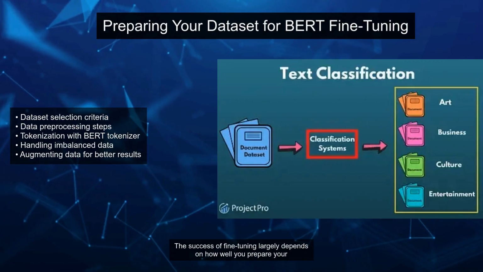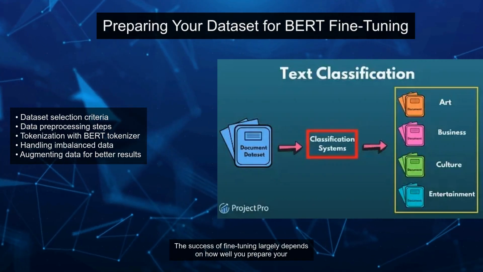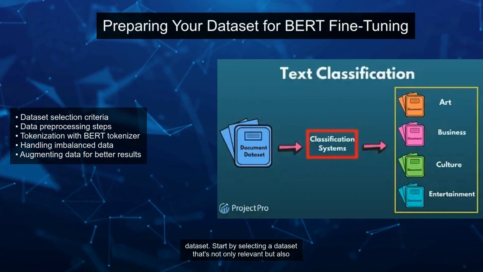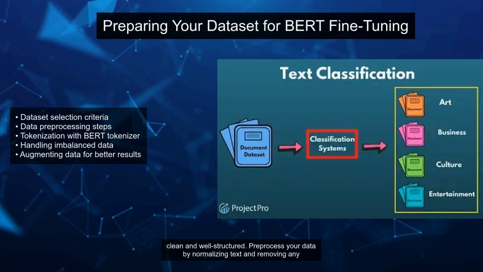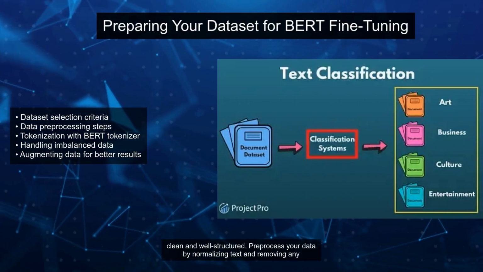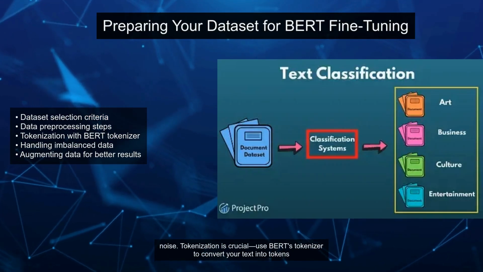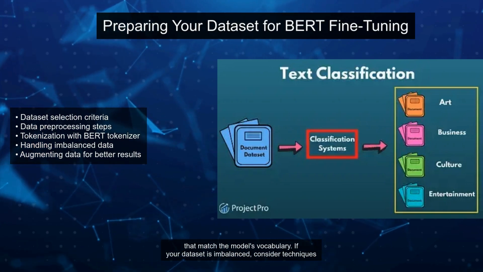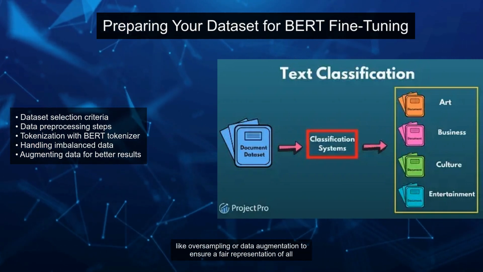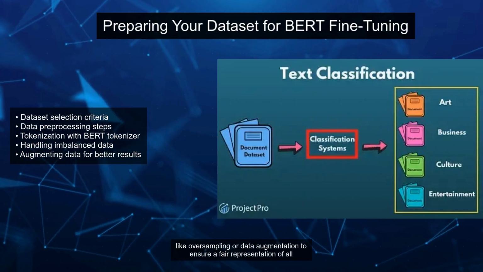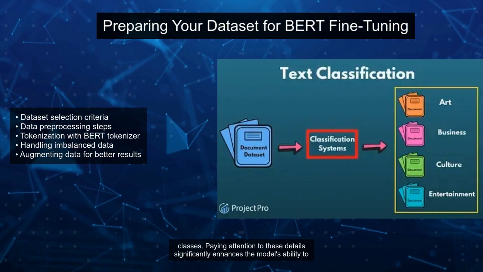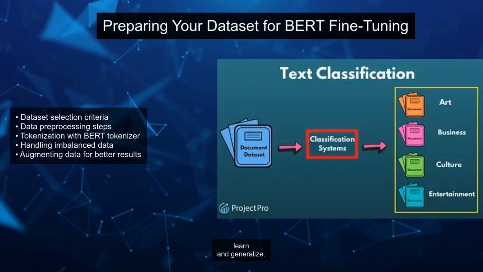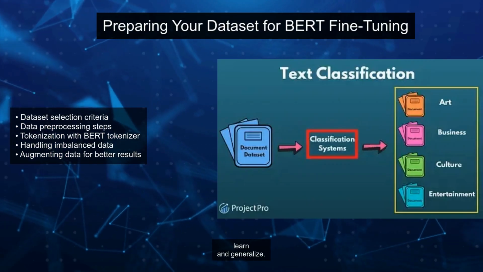The success of fine-tuning largely depends on how well you prepare your dataset. Start by selecting a dataset that's not only relevant but also clean and well-structured. Pre-process your data by normalizing text and removing any noise. Tokenization is crucial. Use BERT's tokenizer to convert your text into tokens that match the model's vocabulary. If your dataset is imbalanced, consider techniques like oversampling or data augmentation to ensure a fair representation of all classes. Paying attention to these details significantly enhances the model's ability to learn and generalize.